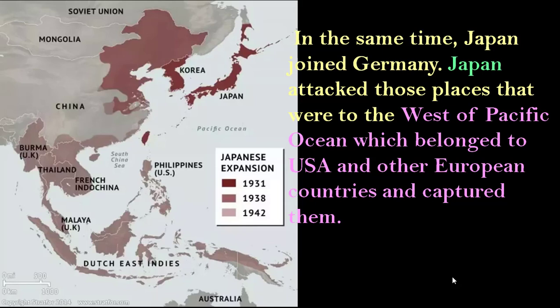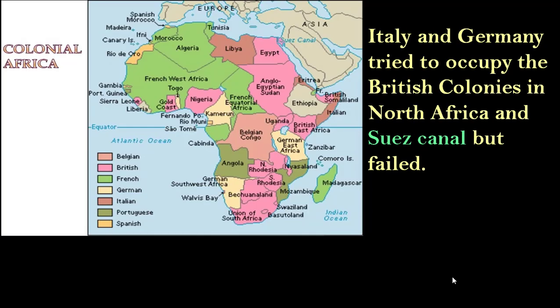At the same time, Japan joined Germany. Japan attacked those places to the west of the Pacific Ocean, which belonged to the USA and other European countries, and captured them. This became one of the major changes in history. Italy and Germany tried to occupy the British colonies in North Africa and the Suez Canal, but both countries failed to capture them.